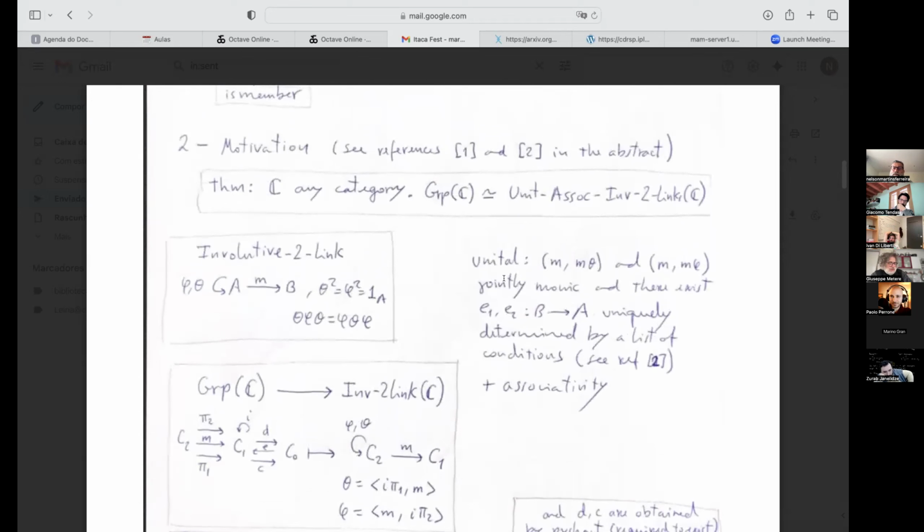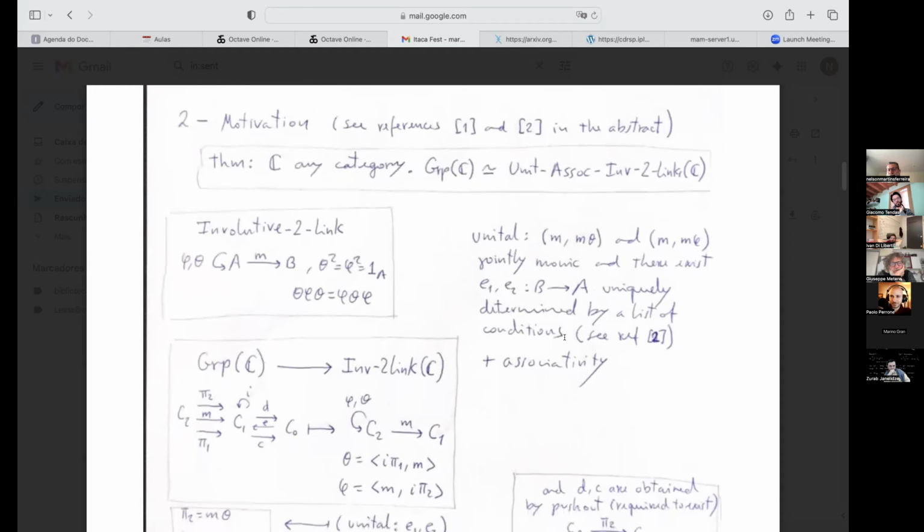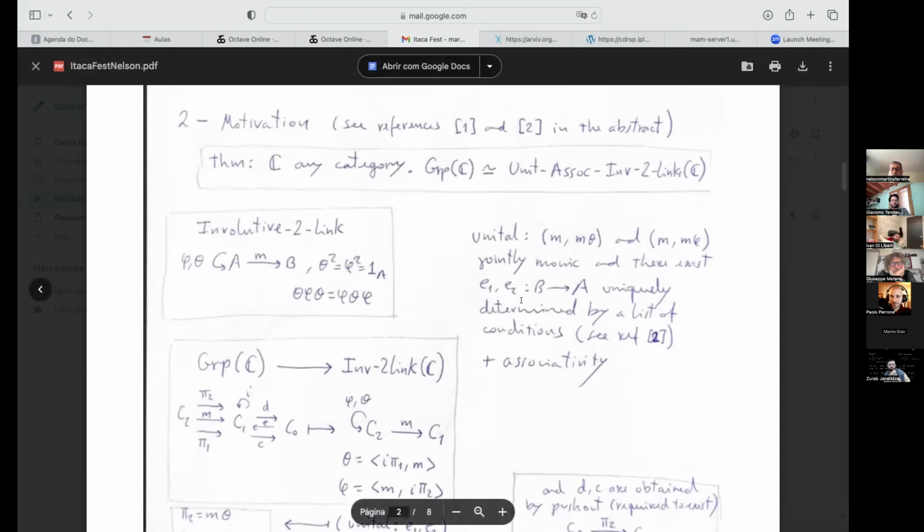So unital is a property that says that the pair M and M theta, together with the pair M and M phi, are jointly monic, and there exist two morphisms, E1, E2, which are uniquely determined by a list of axioms. I'm not showing these axioms. You can see it in the paper. And plus associativity of M.